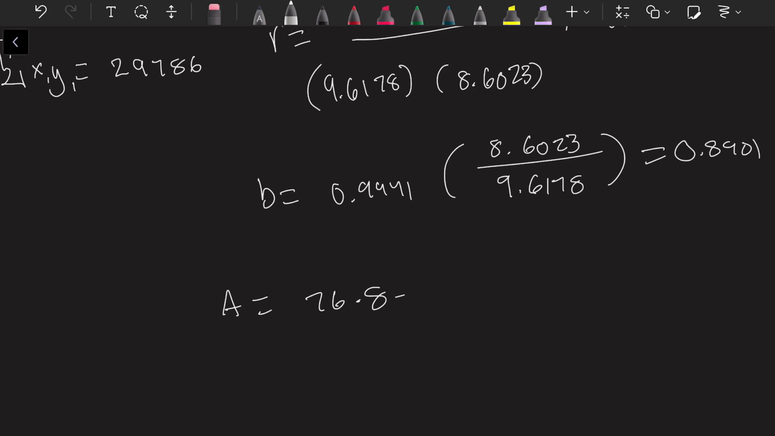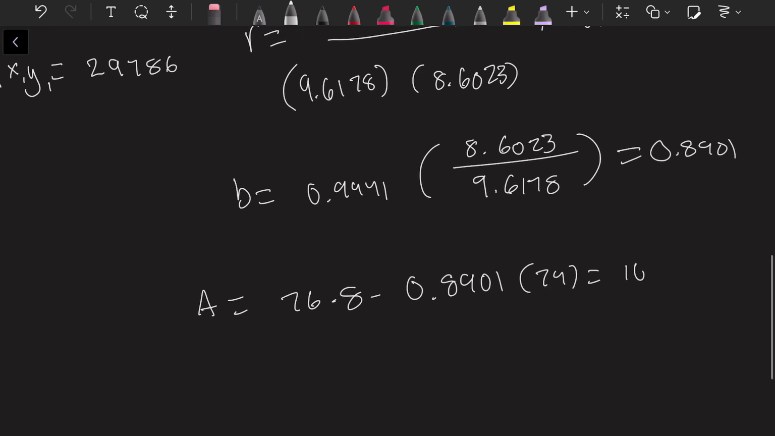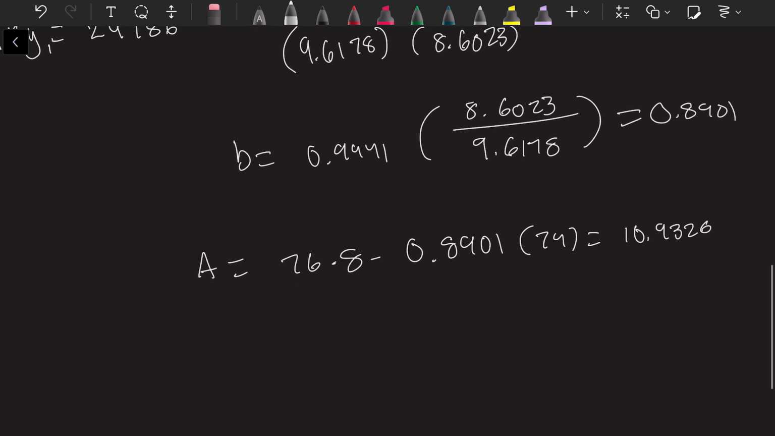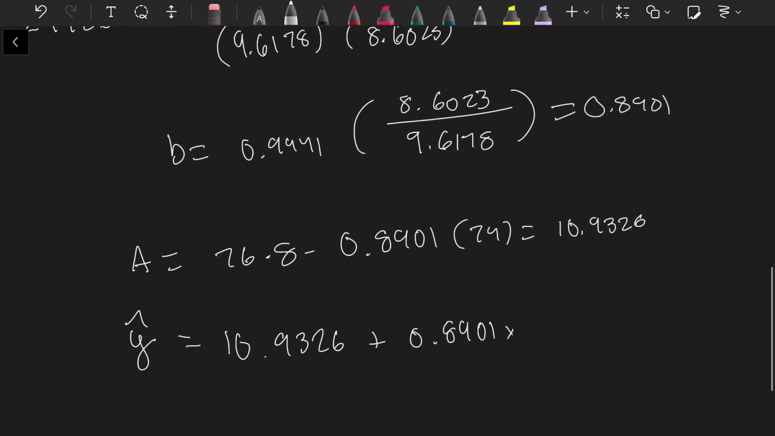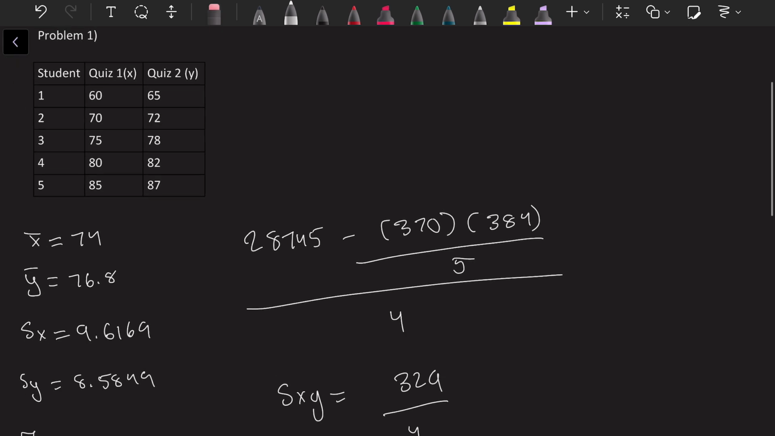0.8901 times 74, which will then give us 10.9326. After finding that, we can find y, or the regression line, which is A, which is 10.9326, plus B, 0.8901, times x.